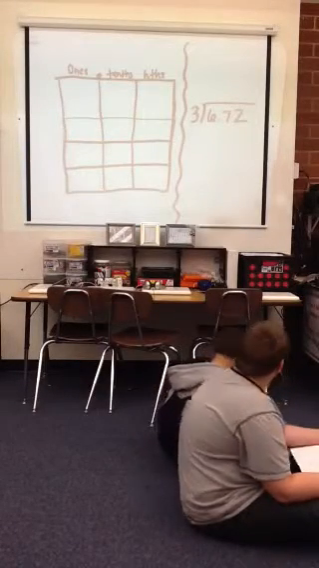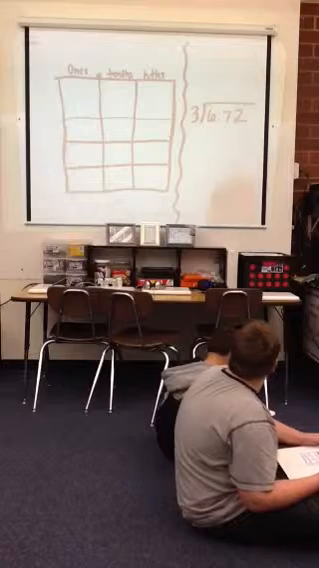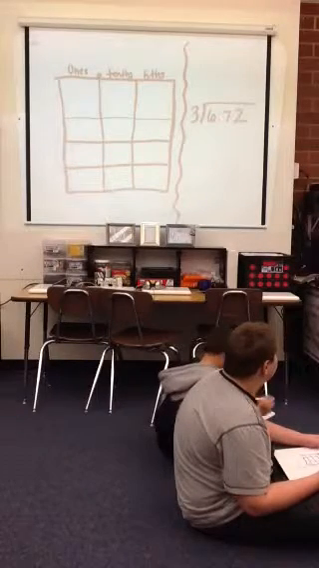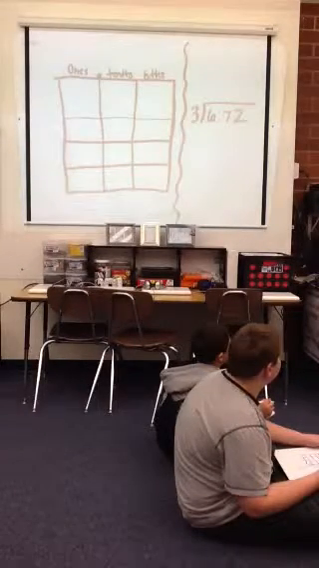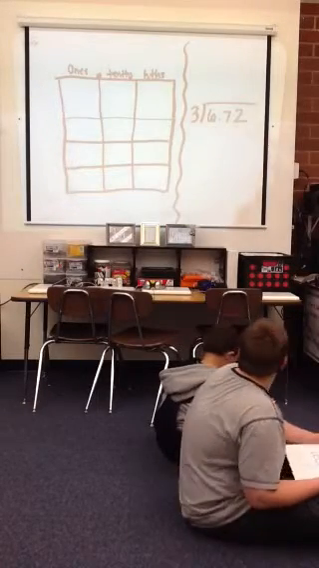Okay, so we have a picture of a place value chart and long division next to it. So we're going to see how the place value chart and the long division go together. Okay, so we're going to model what 6.72 looks like.